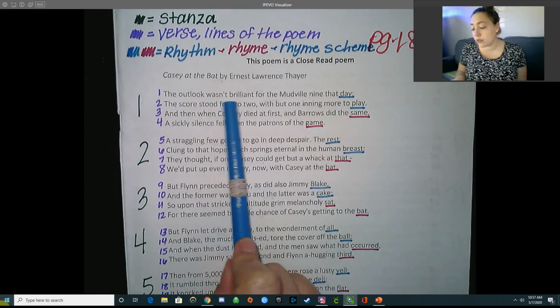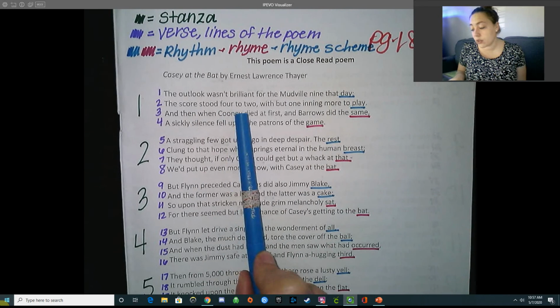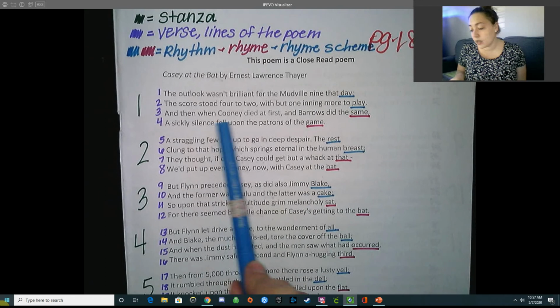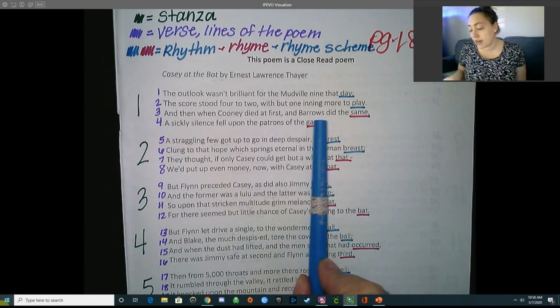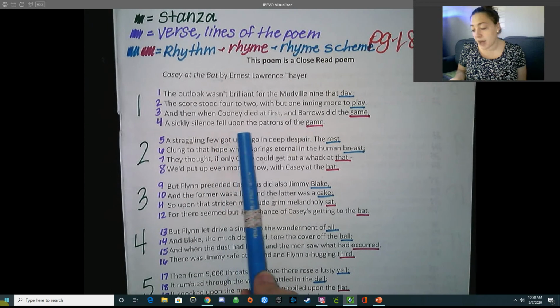The outlook wasn't brilliant for the Mudville 9 that day. The score stood 4-2 with but one inning more to play. And then when Cooney died at first and Barrows did the same, a sickly silence fell upon the patrons of the game.